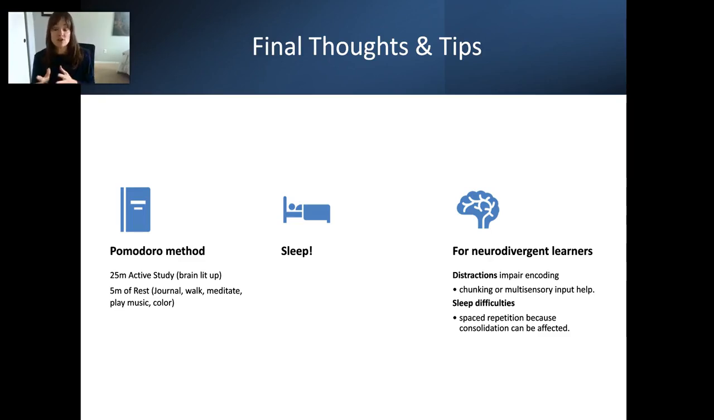There's multi-sensory input, which is proven to help. That's what I was mentioning, where you are writing the glossary terms on Post-it notes and then sticking them up on the wall, moving them around, getting a lot of different types of senses involved. And then if you have sleep difficulties, well, that's going to affect your consolidation. Remember, that was happening, those stabilizing the memories when we get rest, when we have breaks. So what can you do if that's the case for you? Well, spaced repetition becomes important. And again, I talk more about that in another video.